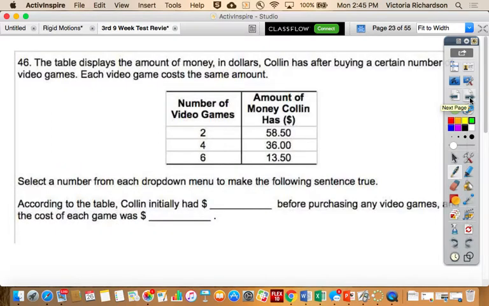46, the table displays the amount of money in dollars Colin has after buying a certain number of video games. Each video game costs the same amount. So it says select a number from each drop-down menu to make the following sentence true. So according to the table, Colin initially had $81 before purchasing any video games, and the cost of each game was $11.25.